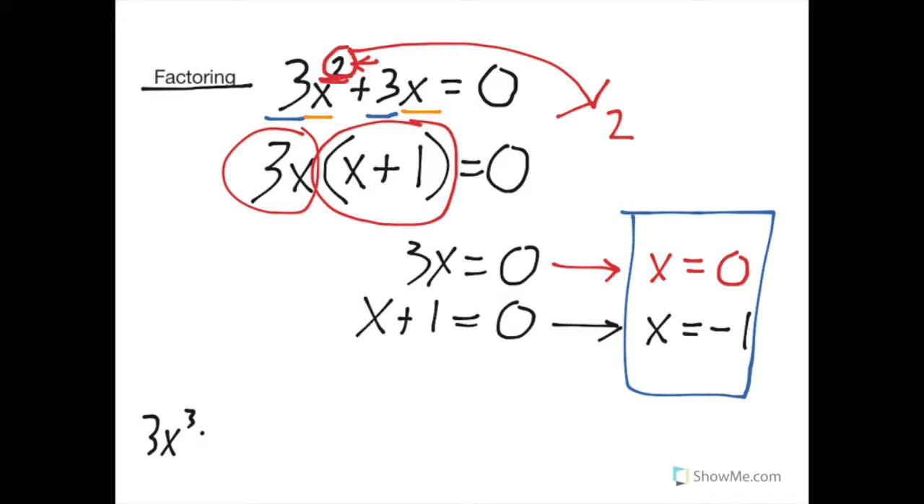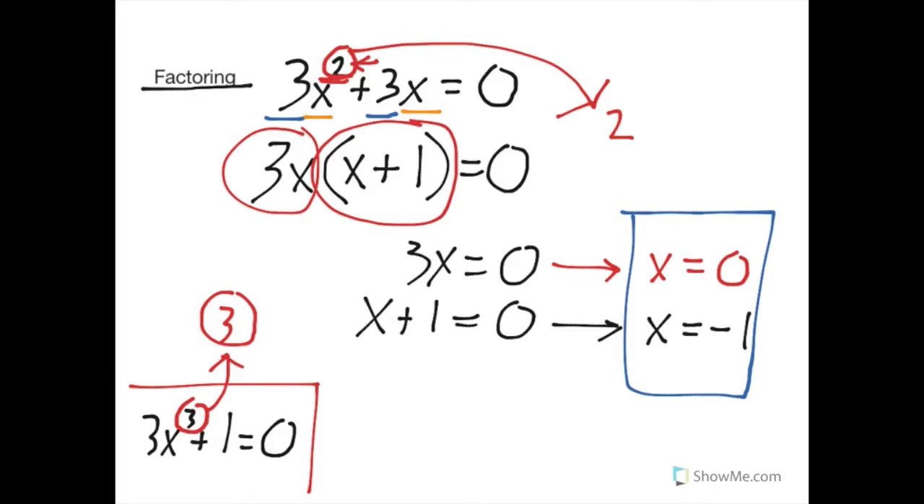3x cubed plus 1 is equal to 0. Now, while this problem is not a quadratic, we know how many answers there will be due to this little guy right here. There's going to be 3 answers. It's very simple. Whatever the degree of your equation is, that's how many answers you're going to have.